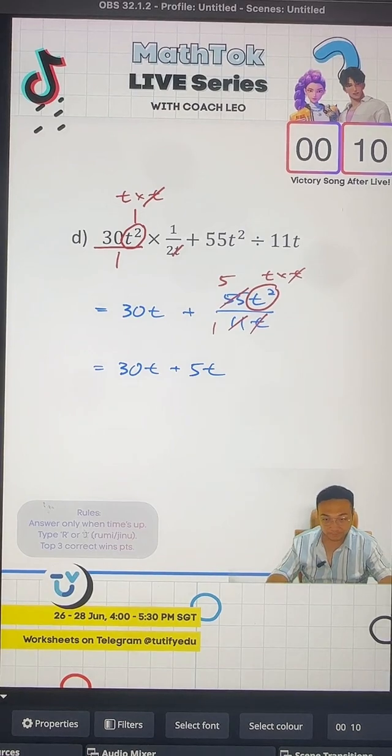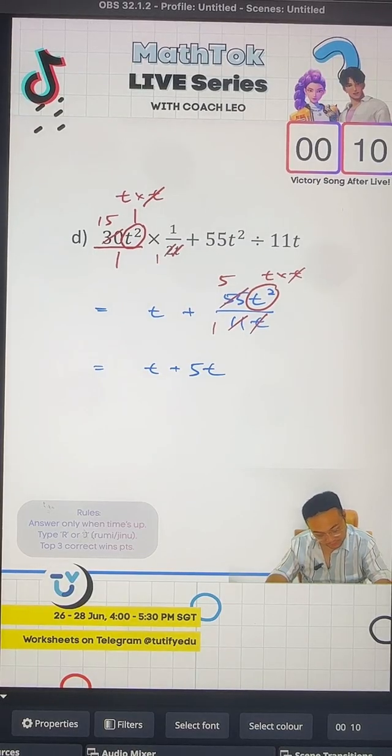And what will happen? Is it 30t? Oh, forgot to divide by 2. Can you see that there's a 2 here? Forgot to simplify this. Divide by 2, 15. Divide by 2, 1. So you end up with 15t, not 30, okay? 15t plus 5t, which will give us 20t.